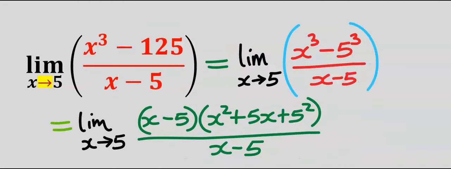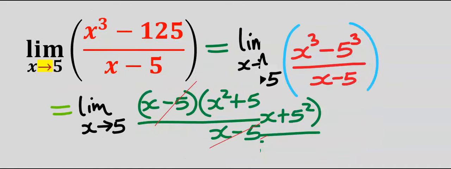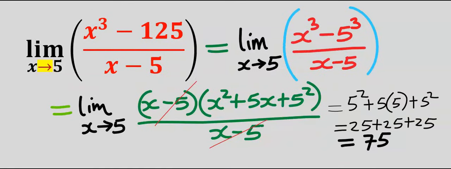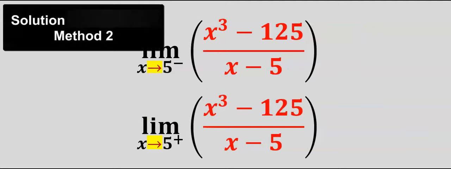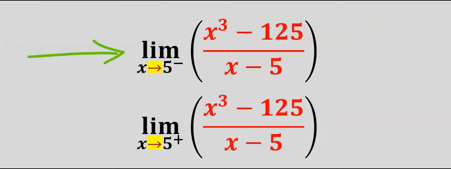And if you substitute correctly, this will now take away this. Solving carefully, you are going to obtain 75. We have solved this problem algebraically. Let's try to solve this same problem, approaching this limit from the left and equally approaching this limit from the right using tables.